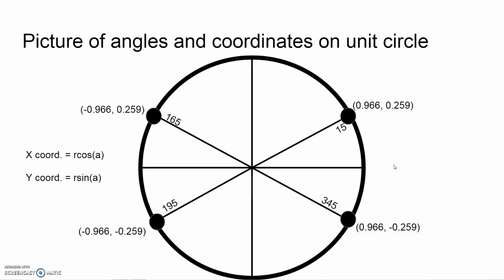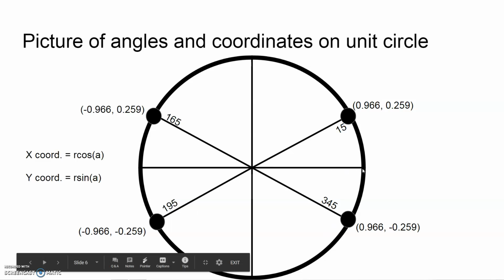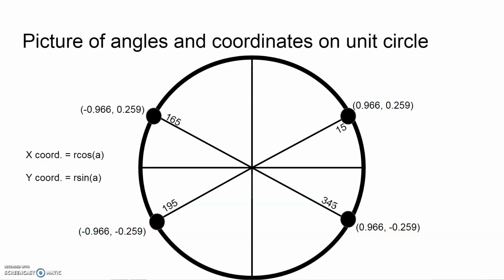How you find reference angles is, for the one in quadrant 1, it's just the angle that you have. For the one in quadrant 2, you would take 180 and subtract your angle. So you take 180 and subtract 15, that gets you 165. For quadrant 3, you take 180 and add 15, that gets you 195. And for quadrant 4, you take 360 and subtract 15, which gets you 345.